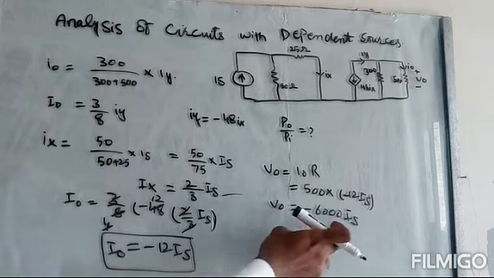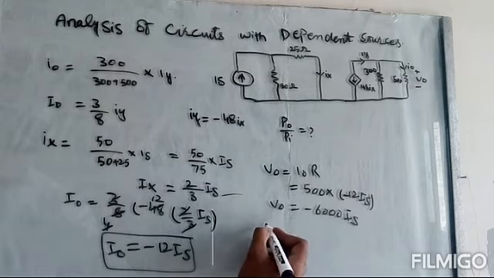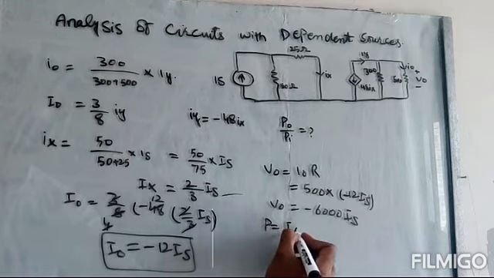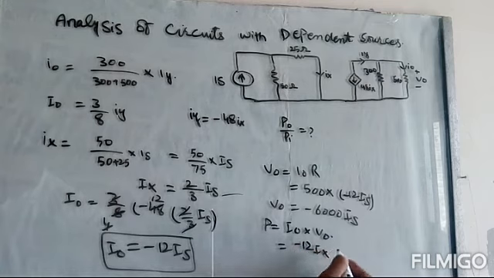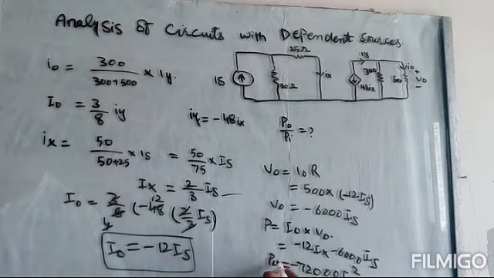So V naught is equal to this, so P output will be equal to I naught multiplied by V naught. So I naught is minus 12 Is multiplied by minus 6000 Is. It will come 72,000 Is square. This is our output power.